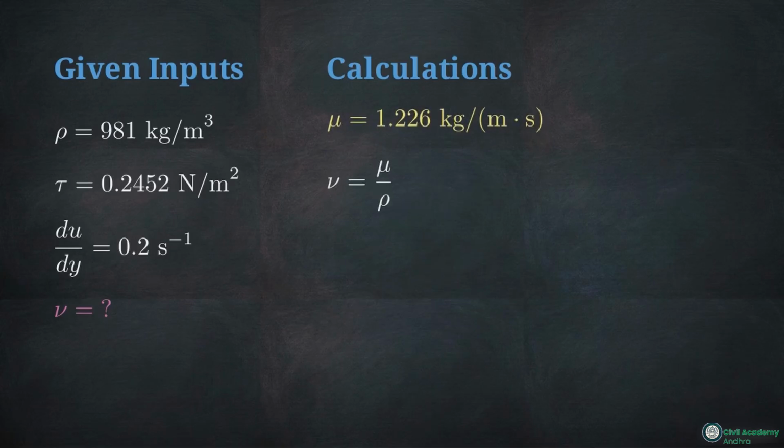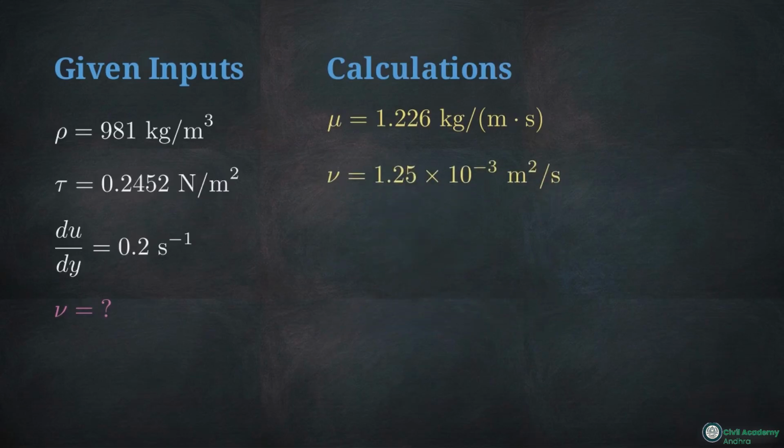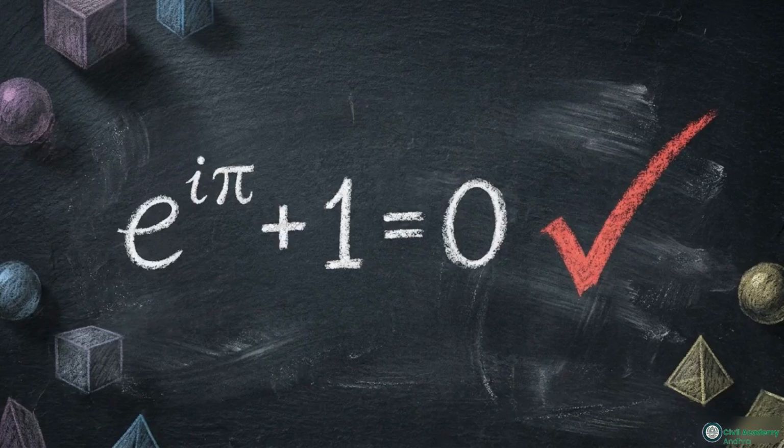For the final step, we divide that dynamic viscosity by the given density. This yields a kinematic viscosity of 1.25 times 10 to the negative third square meters per second. Converting that value to Stokes identifies the final answer, 12.5 Stokes. Following step-by-step logic and tracking units is your most effective tool for dominating the AEE exam.